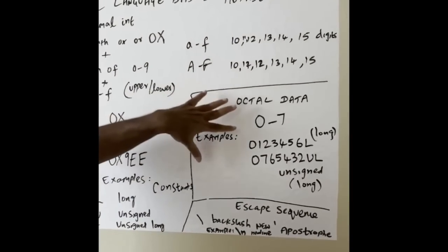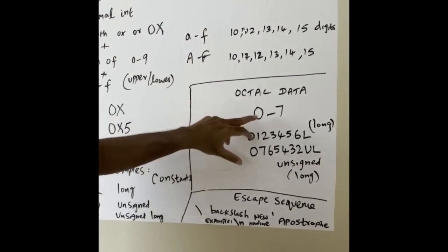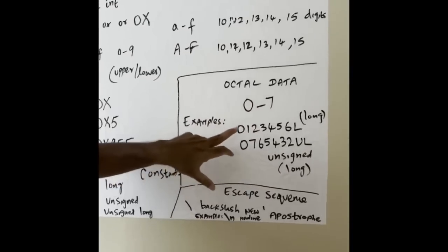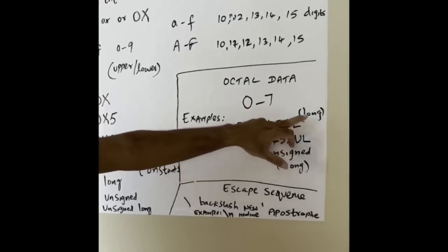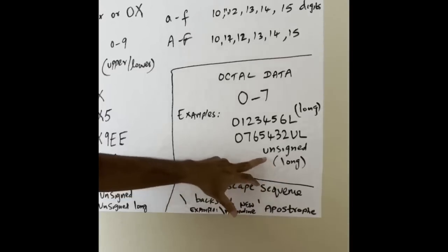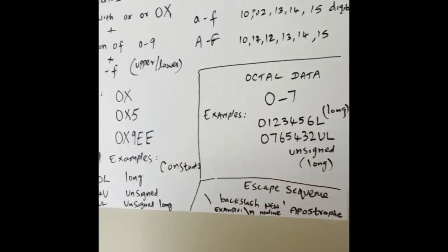Next we'll talk about octal data. It's from 0 to 7, so 8 digits. For example, 0, 1, 2, 3, 4, 5, 6, L, that's long. UL is unsigned long. Same as the hexadecimal.